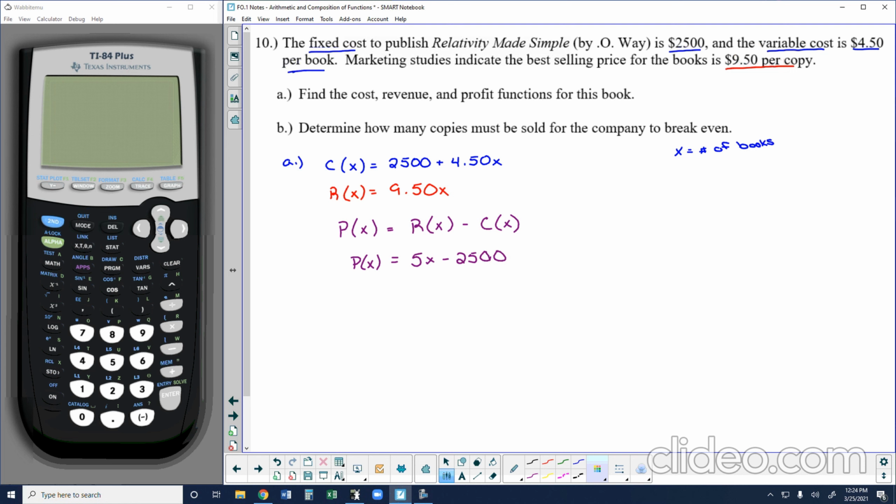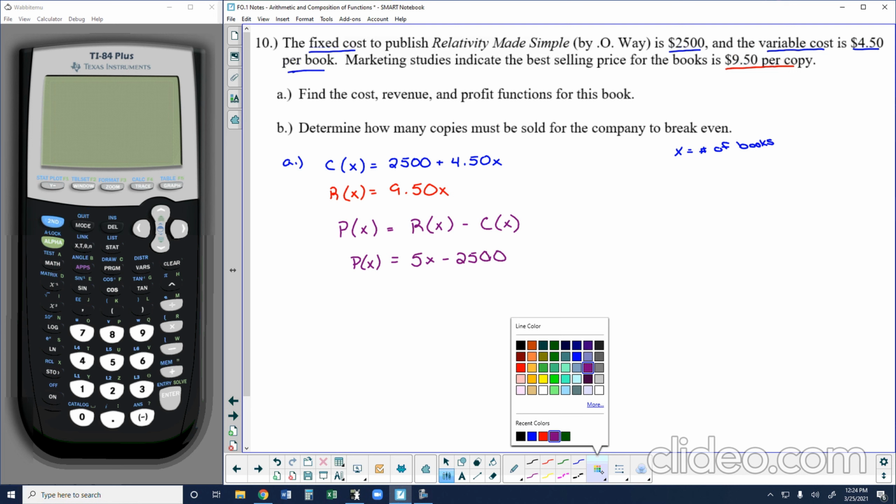So our cost equation is 2,500 plus 4.5x. Our revenue equation is 9.5x. If we subtract the two, we get the profit, which would be 5x minus 2,500. Now in B, it says determine how many copies must be sold for the company to break even.